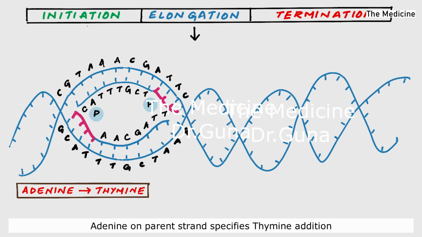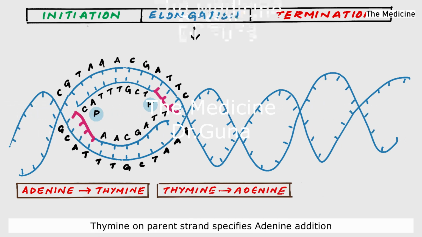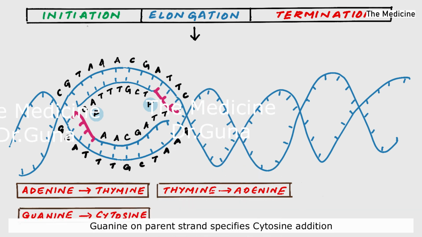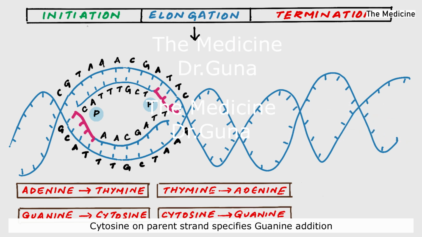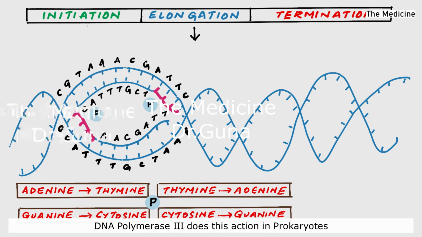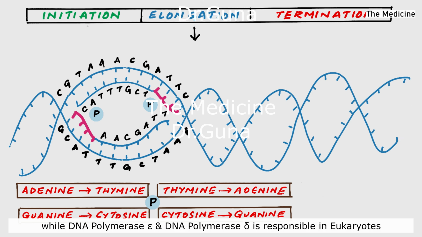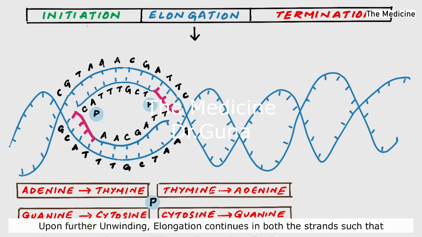Adenine on parent strand specifies thymine. Thymine on parent strand specifies adenine addition. Guanine on parent strand specifies cytosine addition. And cytosine on parent strand specifies guanine addition. DNA polymerase 3 does this action in prokaryotes, while DNA polymerase epsilon and DNA polymerase delta are responsible in eukaryotes.